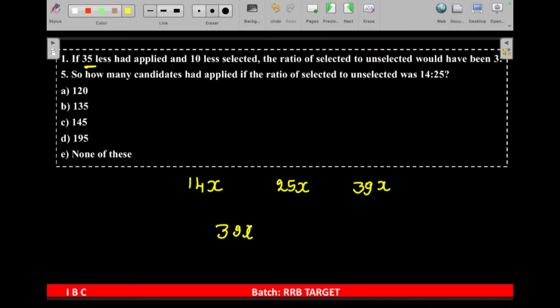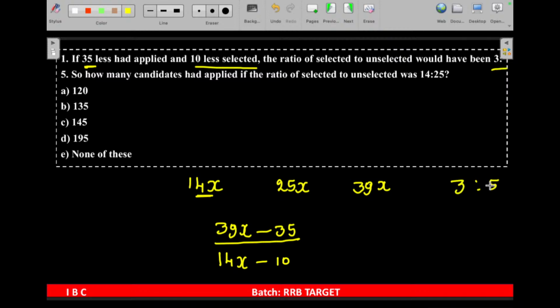Now if the question says 35 less applied, instead of 39x, now 35 students have not applied. 10 less selected. Now 14x students were selected initially, now 10 members are not selected. If not selected, then the ratio will change. What is the ratio now? 3:5, where 3 is selected and 5 is unselected. Which means, tell me what I have to write now. Think.